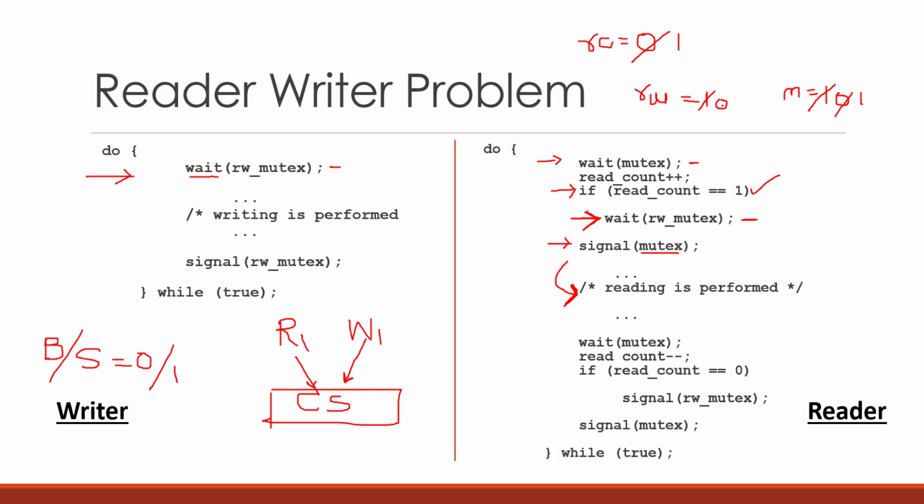But rw is already 0. We cannot decrement it further because it's a binary semaphore. It can either be a 0 or a 1. It cannot go to a negative value, which means that it's already a 0. I cannot further decrement it, which means that it's stuck here, unless and until this value becomes 1, because only then it can be decremented to 0, right? So it is stuck over here. It won't be able to enter the critical section. So that's how we stop the writer from entering the critical section when the reader was already there.